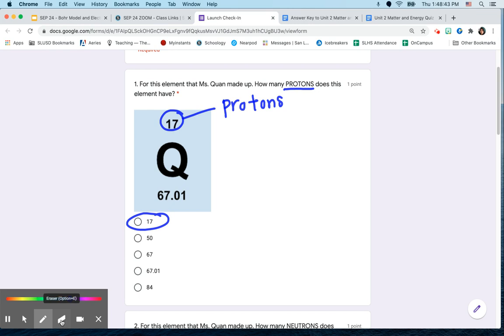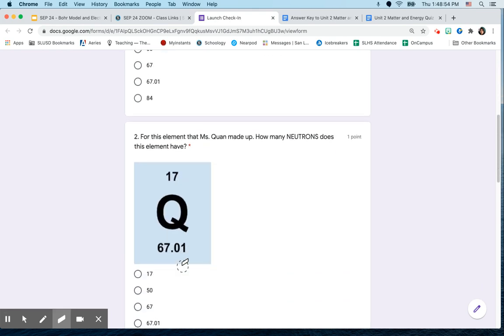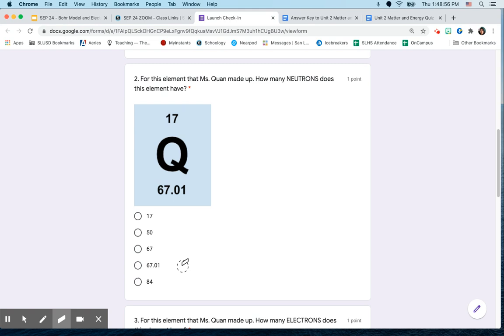Let's go ahead and move on to question number 2. Feel free to pause the video if you need to take these notes right now. Okay. Question number 2 asks, for this element that Ms. Kwan made up, how many neutrons does this element have? Right, so this time it's asking for neutrons.